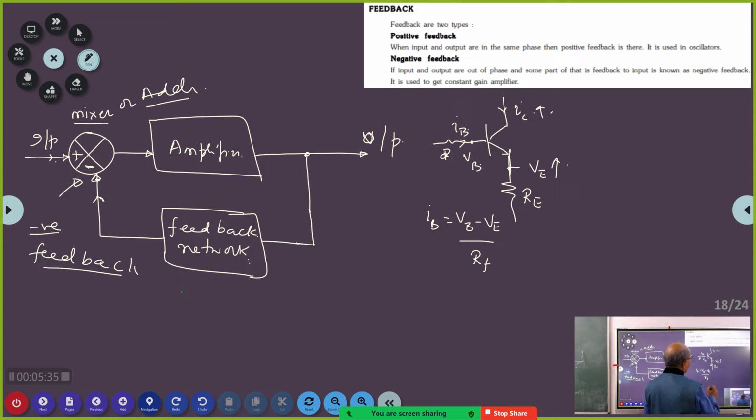So now this IC is dependent on what? IC is beta times IB, and beta is temperature dependent. So if temperature increases, beta will increase, IC will increase. If IC increases, then this voltage VE will increase, and therefore IB will decrease, and therefore IC will settle down to its original value.